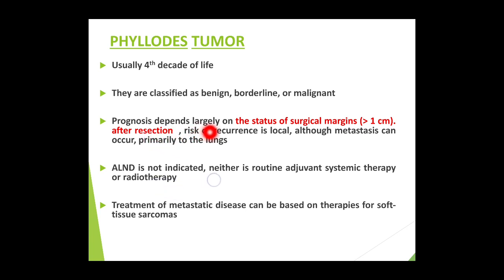The prognosis depends largely on the status of the surgical margin. That's to say, when the free section margin is more than 1 centimeter, the risk of recurrence will be less. And although metastasis can occur, it is primarily to the lungs.